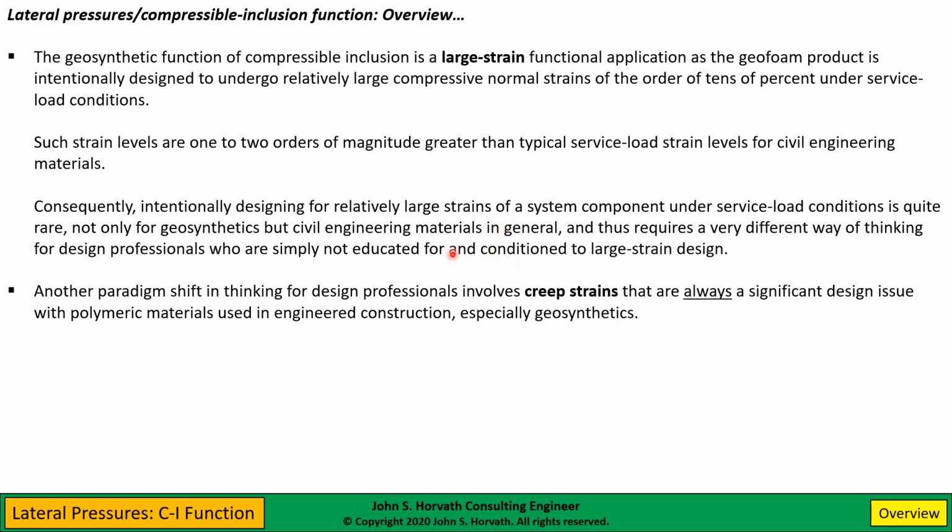Another real paradigm shift in thinking is creep strains, which are always a significant design issue with polymeric materials used in engineered construction, and especially for geosynthetics. That's one of the first things when you get involved, whether it's geogrids or geomembranes, geotextiles, or whatever. The creep behavior of these materials and products is very, very important and plays a significant role in the various design equations and methodologies that have evolved over the last several decades.